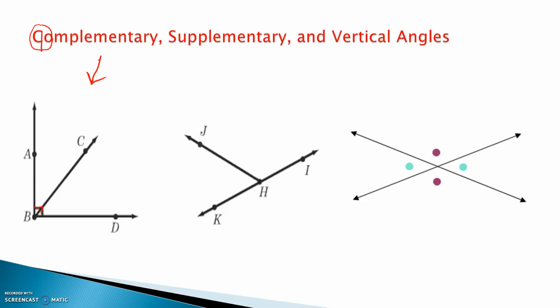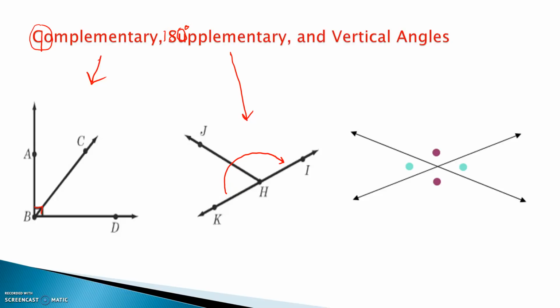Supplementary is similar: 2 or more angles that add up to give me 180. That nice, perfect half a circle right there. So I have K to H to J, and then J to H to I. If I combine both of these angles, it gives me a total of 180. That's what we call supplementary. And again, you could turn that S into an 8, and you get your 180 degrees, right? It's just little tricks to help you remember.